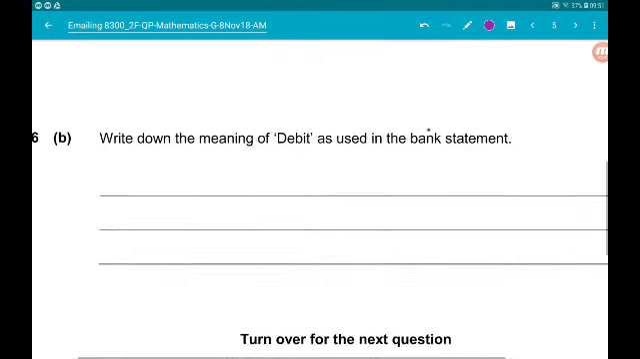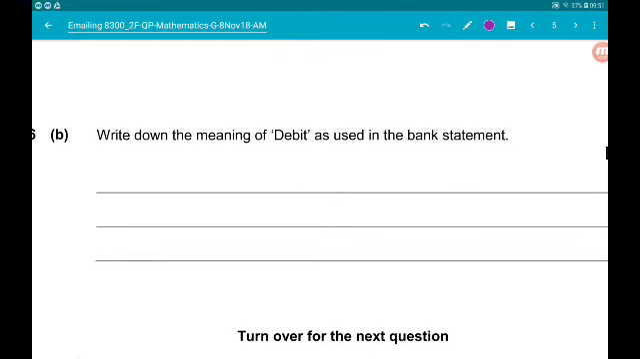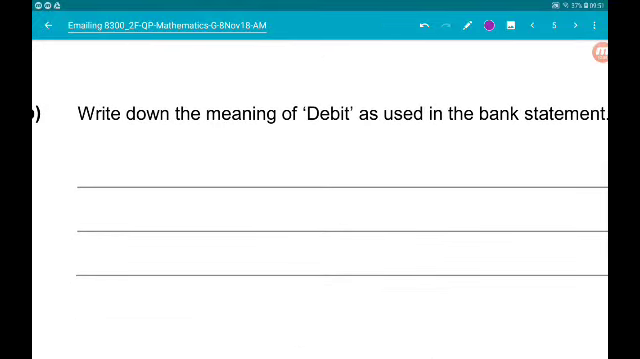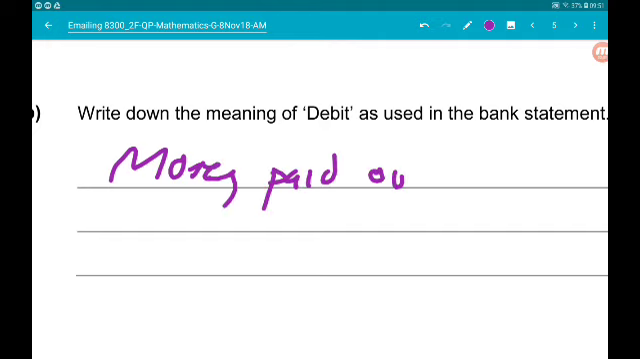Part B, write down the meaning of debit as used in the bank statement. So we've said we are debiting when we are paying money out. So debit is money paid out. Credit is money paid in.